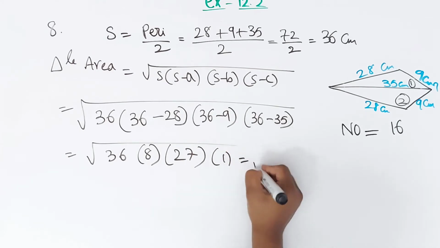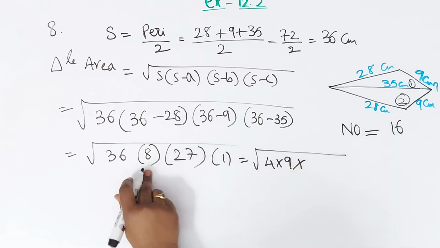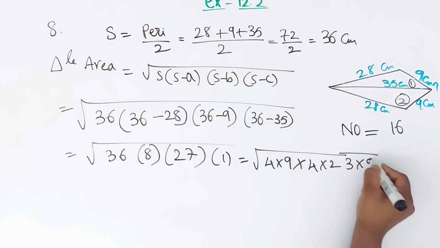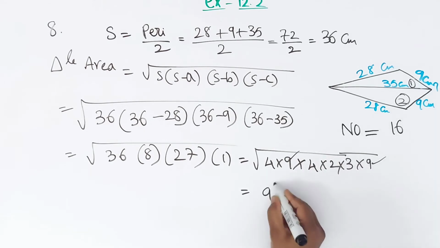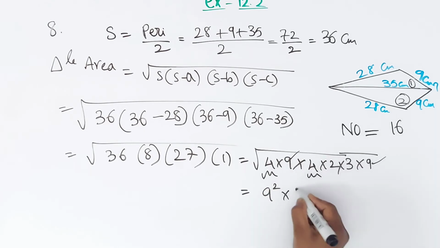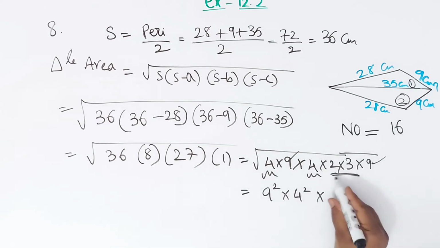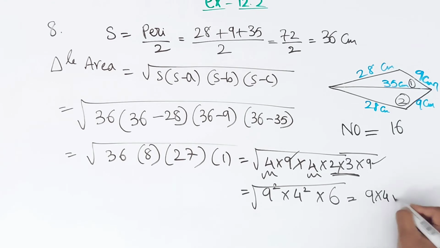Right? So this equals root of 36, I am writing 4 into 9. And 8 we can write 4 into 2. 27 also we can write 3 into 9, children. So here see, 2 9s are there, 9 square, and 4s also 2 we have, 4 square. Here 2 into 3 are left. So 2 and 3 are left, children, that is 6. Root and square will get cancelled. So 9 into 4 inside root 6. Right, children? This equals 36 root 6 centimeter square.